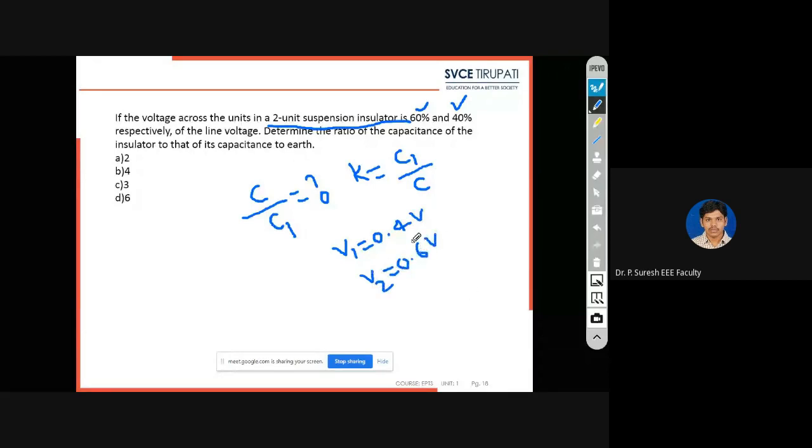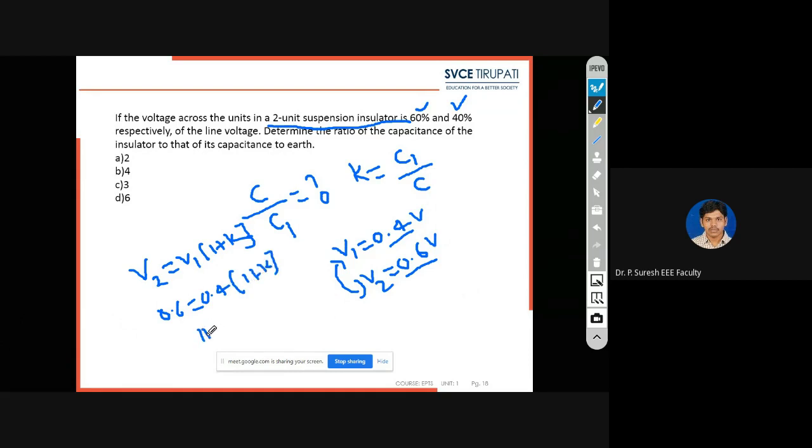0.6 volts. So this is 40%, 0.4, and 60%, 0.6 volts. Now tell me, what is the relation between V2 and V1? Anyone? V2 is equal to V1 into 1 plus K. We know the V2 value is 0.6, V1 is 0.4, and this is 1 plus K.